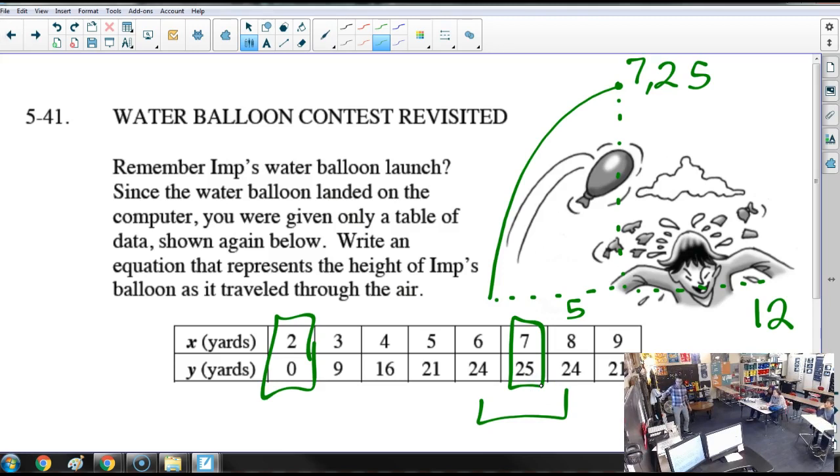So the parabola started, my zero was at 2, right? My apex was at 7. The distance between is 5, so we go another 5 and we get 12. Are we all good on this? Sweet. Record time, we're done with this lesson.